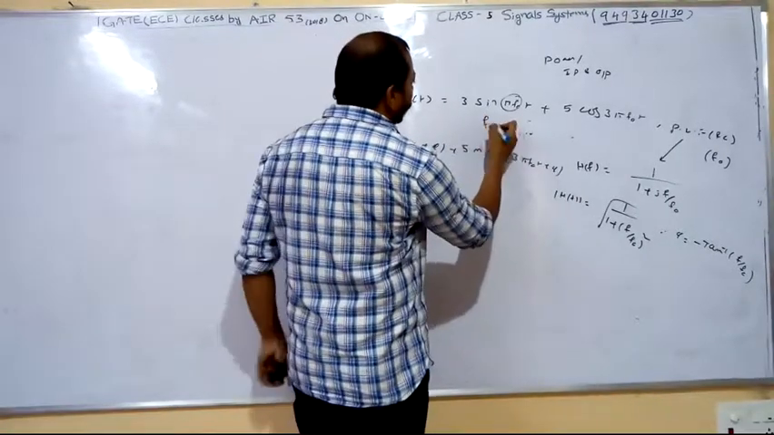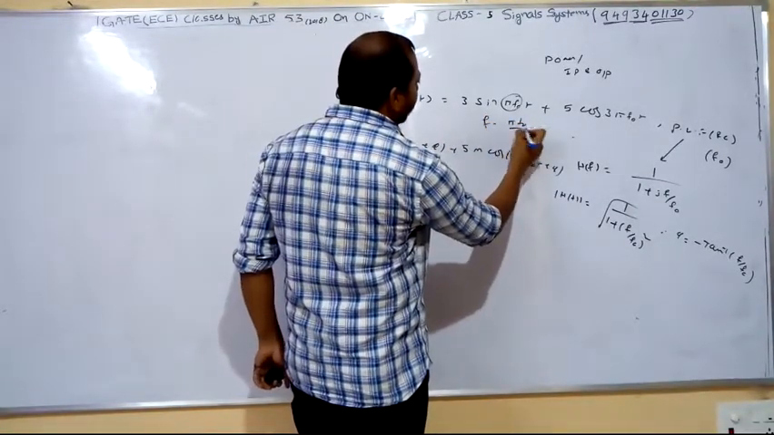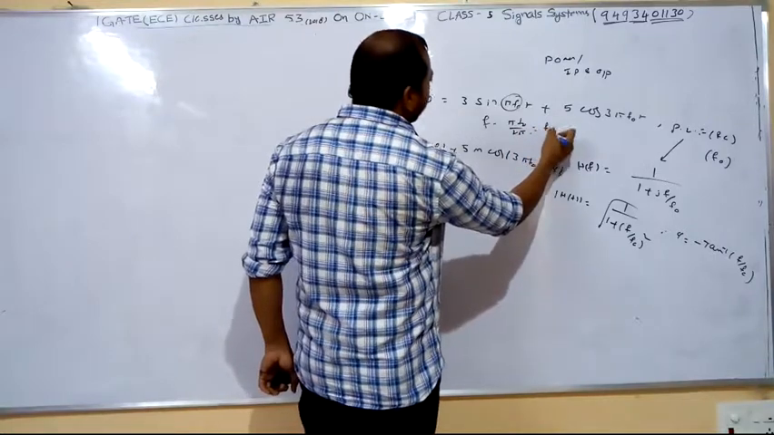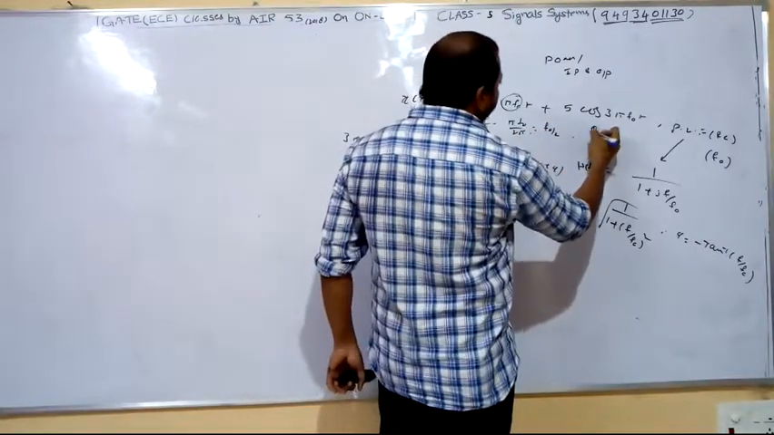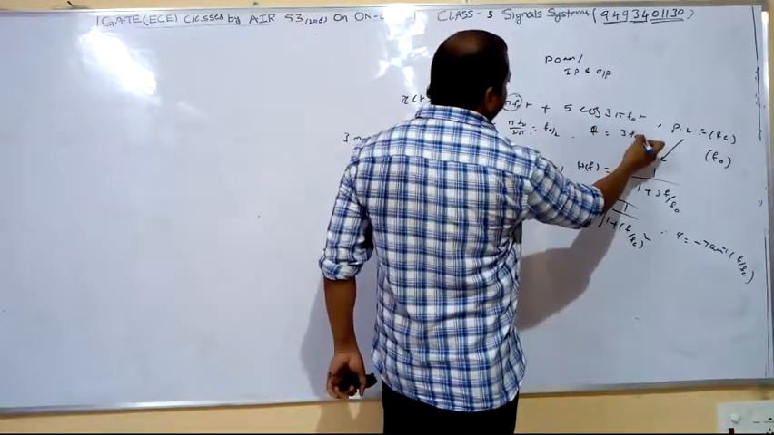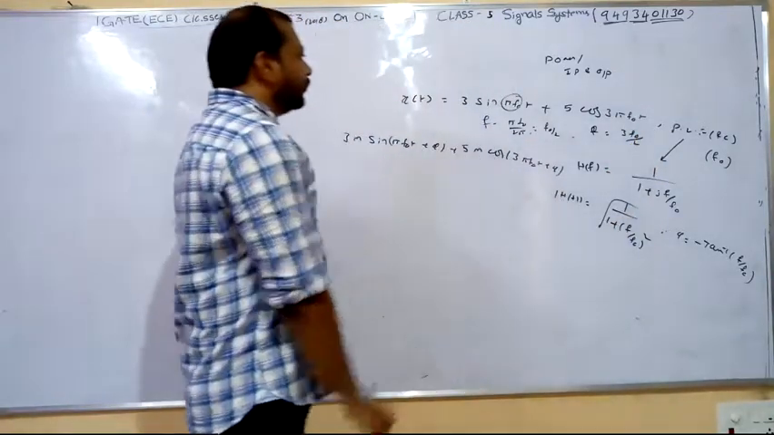F is equal to omega by 2 pi, which is equal to pi f naught divided by 2 pi. This value is equal to f naught by 2. What about the corresponding one? This corresponding f is equal to 3 f naught divided by 2.